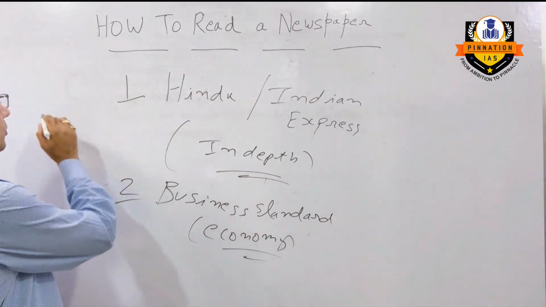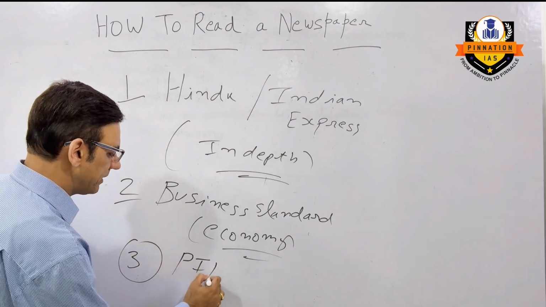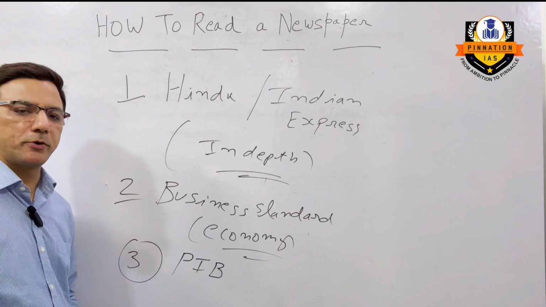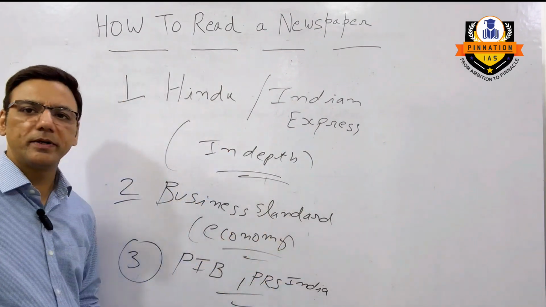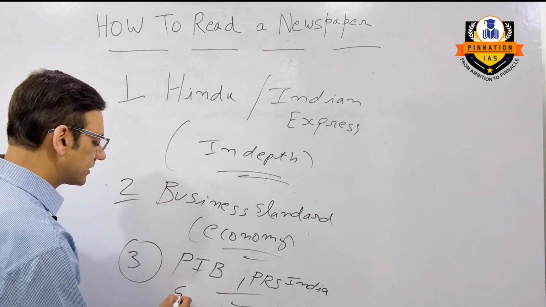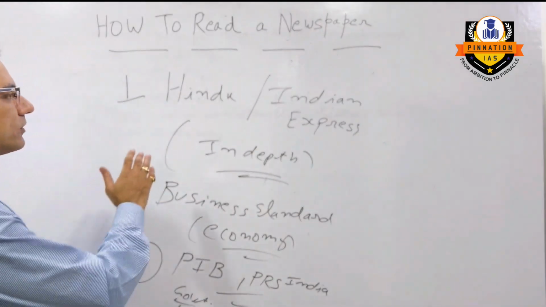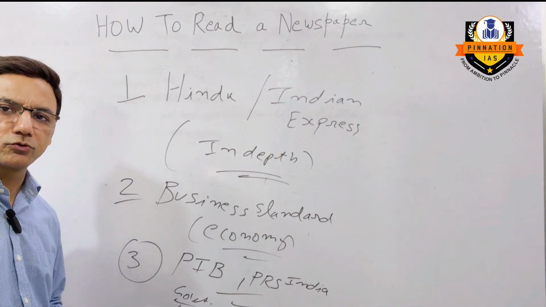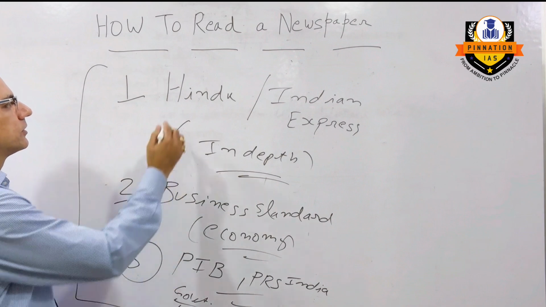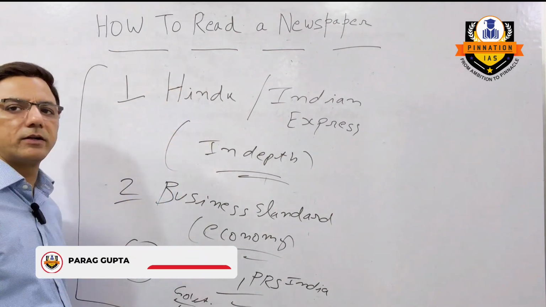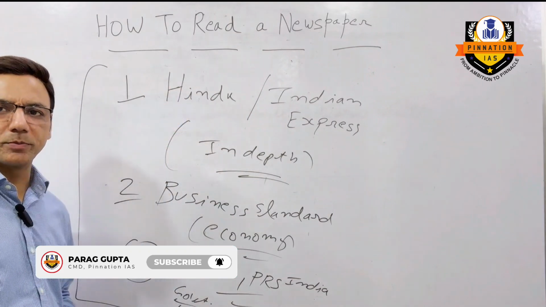Secondly, you will be going for Business Standard, and this newspaper is required for the economy section. And thirdly, you will be going for PIB, the Press Information Bureau, and PRS India. These two will be required for various government schemes and policies. So first and foremost, you have to decide which newspapers you are supposed to read, right? I have given you three options or sources from which you are supposed to prepare your notes pertaining to current affairs and in general the newspaper sources.